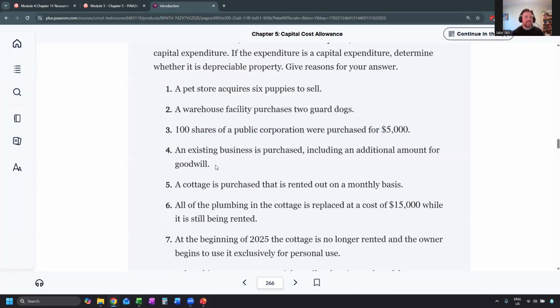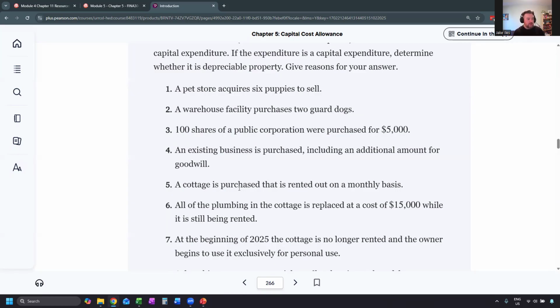Now, this is not treated the same from the perspective of tax. If you have goodwill, it is considered a depreciable expenditure and it depreciates at about 5% per year. So that is our first yes. This is a capital expenditure that is depreciable.